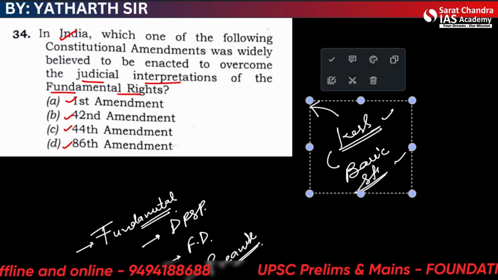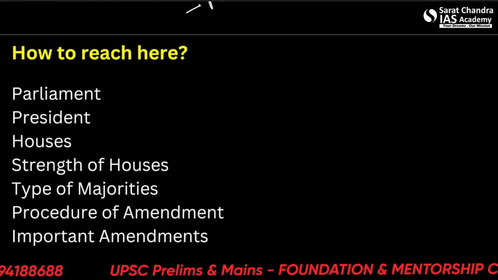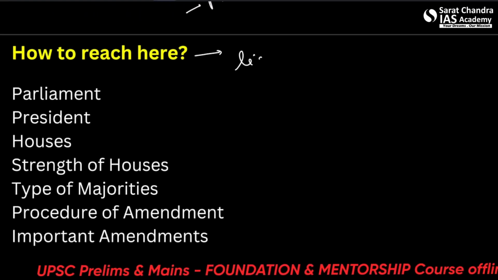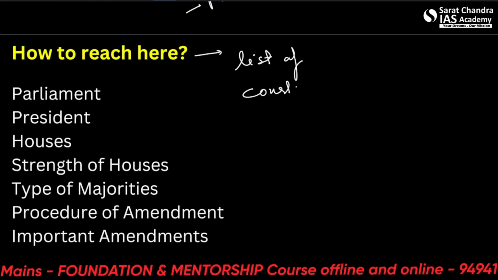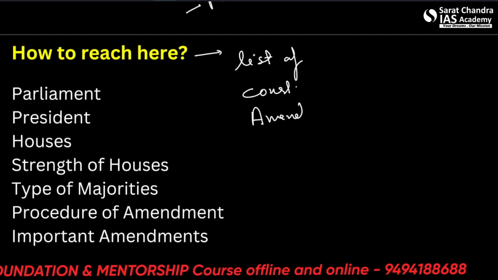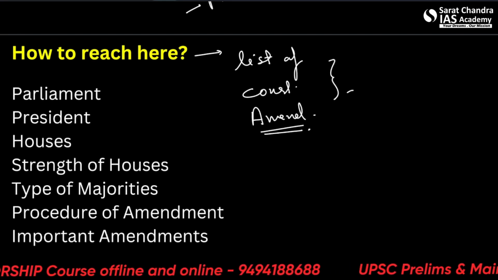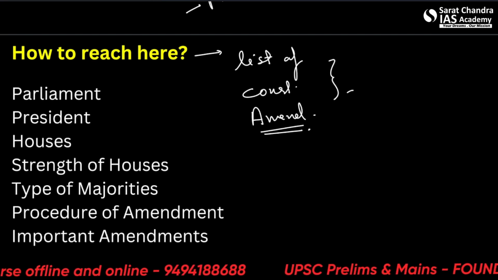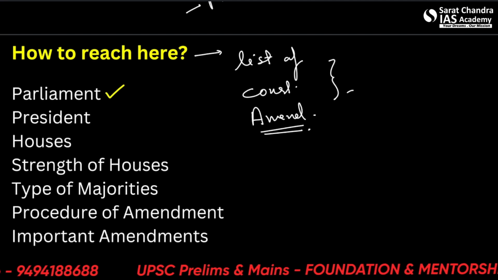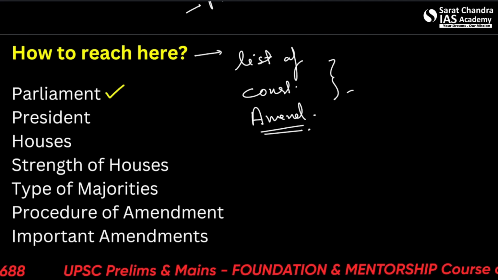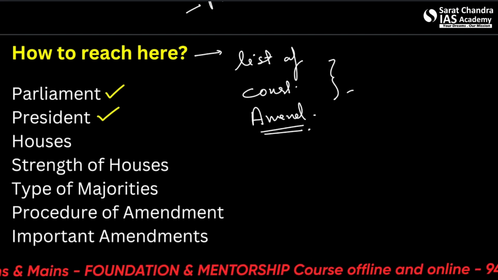All right, so let's move to the steps. How do we reach the list of constitutional amendments? This is one of the final steps. We need to see a few things before we reach here. The first thing is the structure of the parliament. What is parliament and what are the parts of parliament? We need to see who the president is, in very short, and which articles deal with the president.